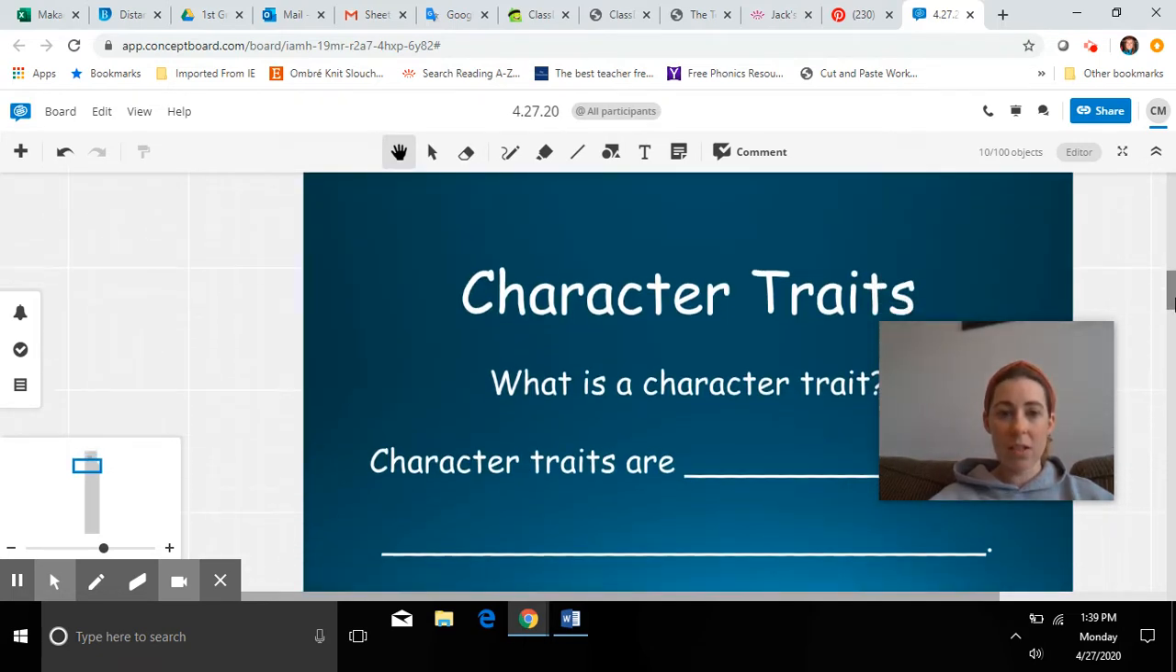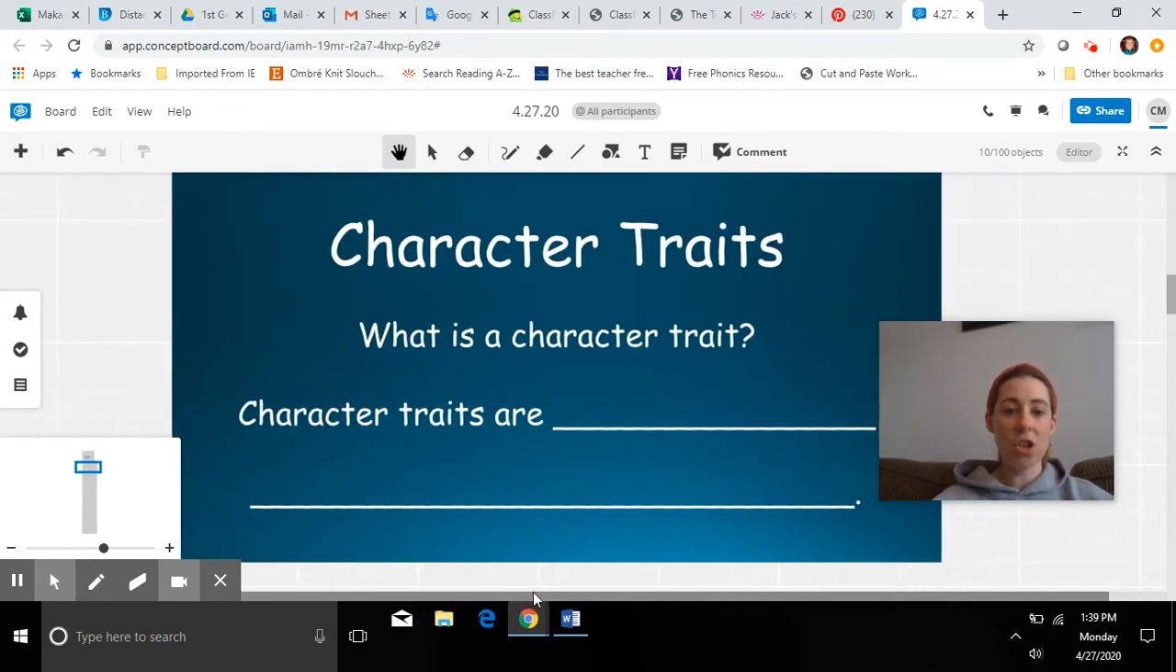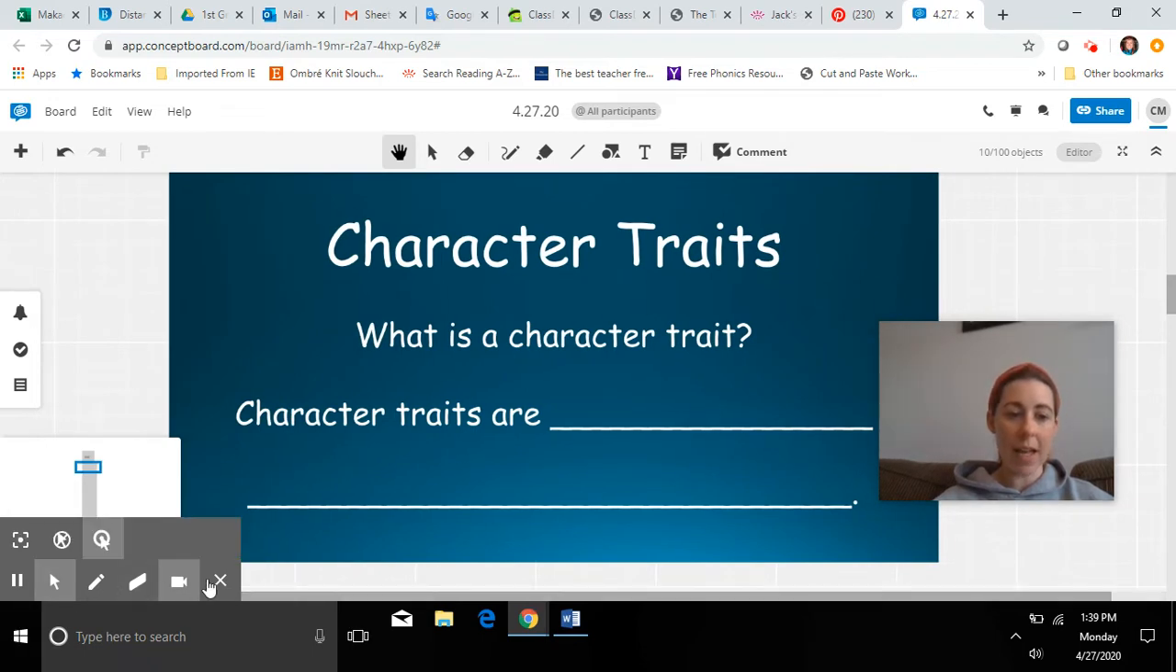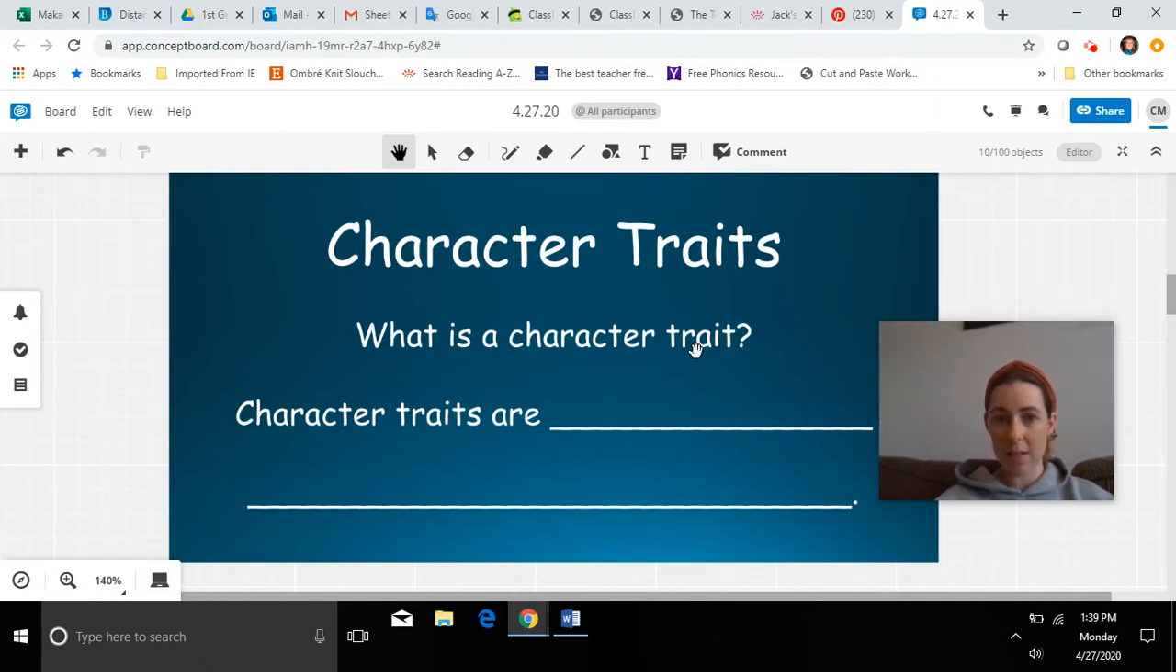All right, so let's talk about what these words mean. Remember, they're called character traits. Say that again, character traits. Okay, let's look at our question here. It says, what is a character trait? Okay, character traits are, let's fill this in.